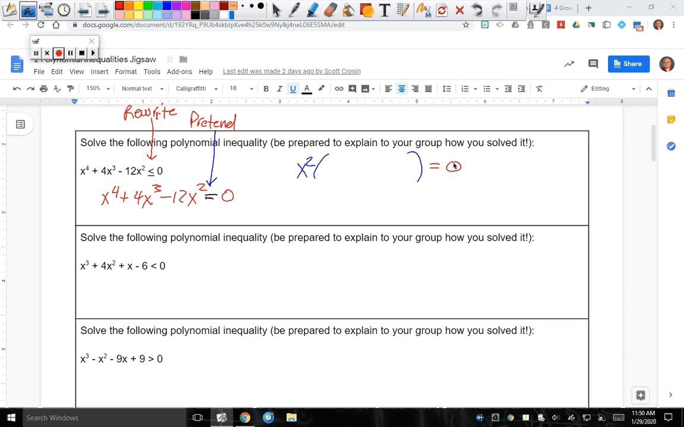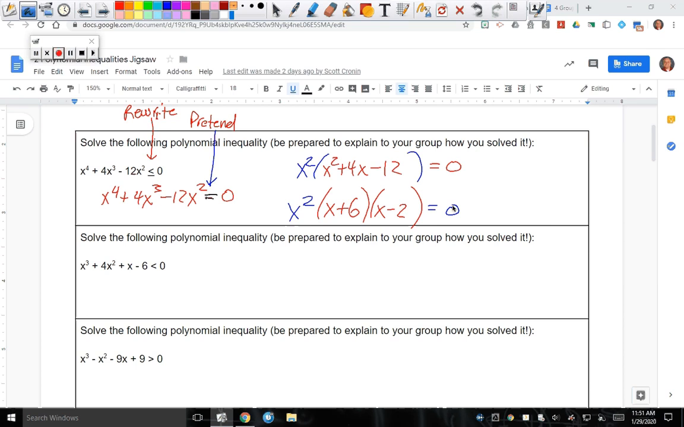What are the scraps? Yep. Nice. Can I further factor this piece right here? Yes. You could do the quadratic formula, or number sense factoring tells us this could break up into what? Yep, x plus 6, x minus 2. And then we still have this x squared left over.